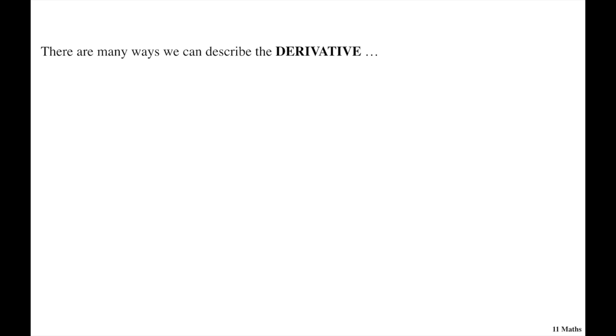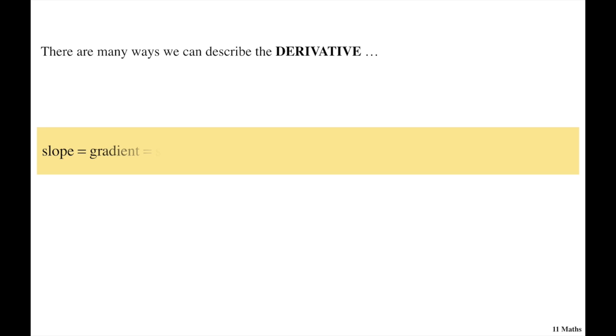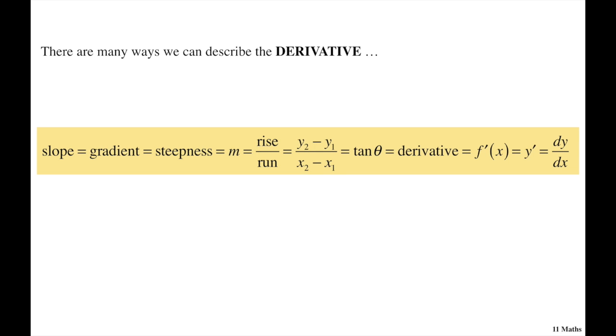So we've already covered that there are many different ways we can describe the gradient. Well, the derivative is actually a very similar description to gradient, so let's have a look at the words that we've already covered. We've got slope, gradient, steepness, m, rise over run, y2 take y1 over x2 take x1, and tan theta. They're all the ones that we've seen before. Now here are some new terms that are effectively the same as gradient. The derivative. Well, finding the derivative is actually allowing you to find the gradient ultimately. The gradient at any point on the curve. F prime x or f dash x, y dash, dy dx, they're all abbreviations for the derivative.